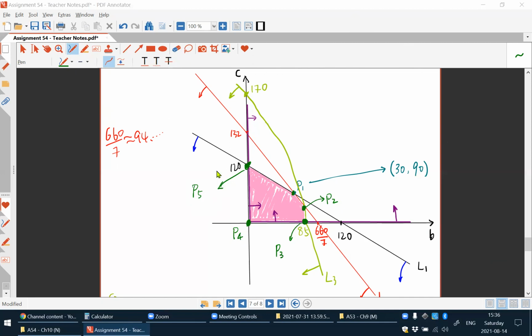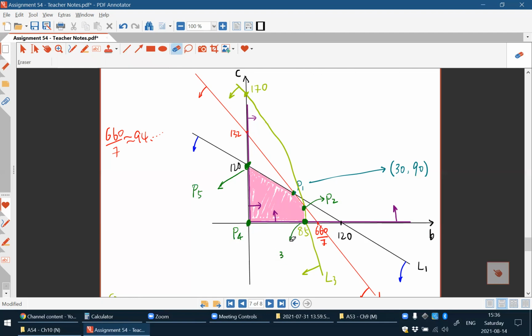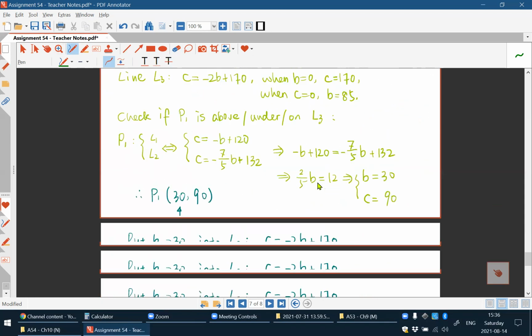Okay, so what's next? What is the next step? The next step is to calculate the coordinates of P1, P2, P3, P4, and P5, right? Okay, let's calculate them one by one. We have already calculated P1, so this time let's start from P2.